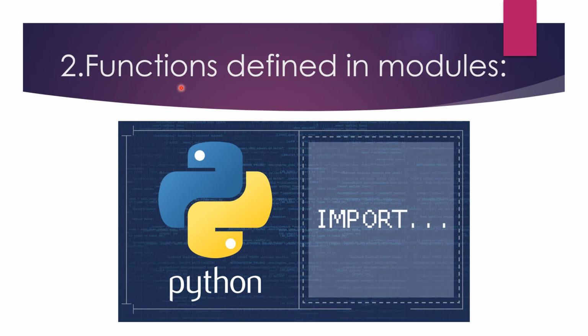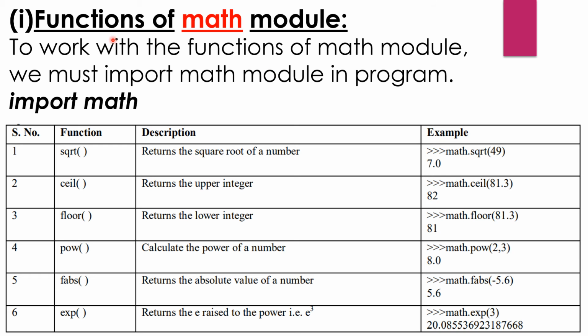Next, let us see functions defined in module. This is basically divided into two parts. First belongs to functions of the math module. To work with the functions of the math module, we must import the math module in the program: import math. Here are some functions of the math module. Let us see one by one. First is square root. This returns the square root of a number, as you can see here, for example 49. It will return 7.0. This will return a decimal value as output.